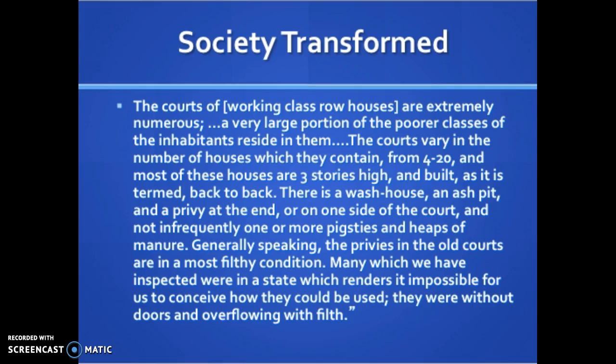Generally speaking, the privies in the old courts are in the most filthy condition. Many which we have inspected were in a state which renders it impossible for us to conceive how they could be used. They were without doors and overflowing their filth. Now, just to make sure you understand, privies are outdoor bathrooms. Just picture that, what he's describing here.